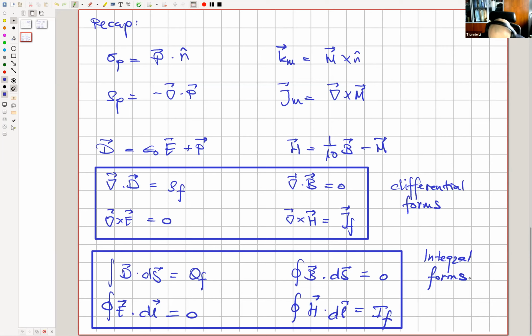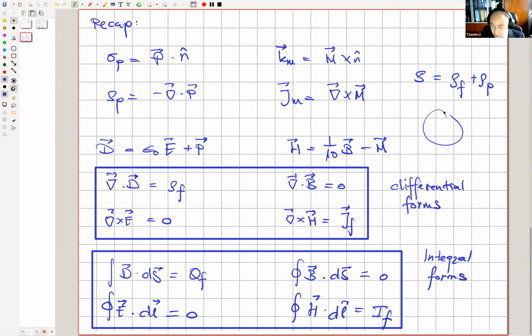Okay, so the question is, what is the meaning of free charge? In this case, the total charge, so rho, or charge density, is made up of free plus the polarization charge density. And so let me put it this way.